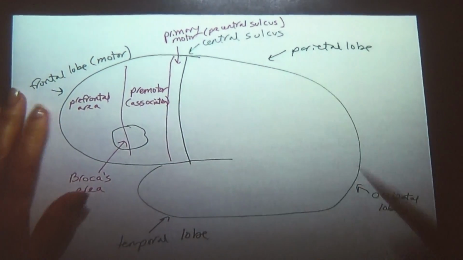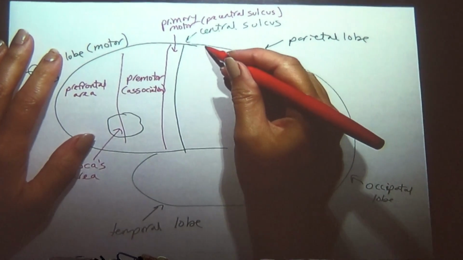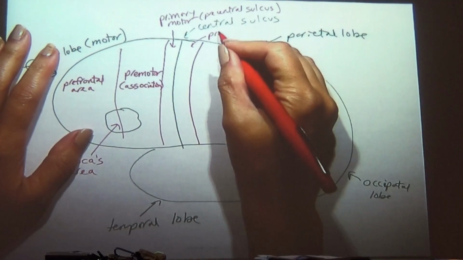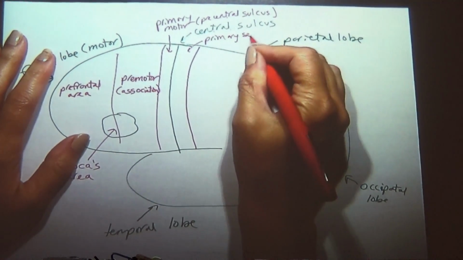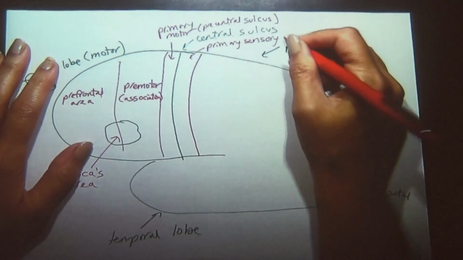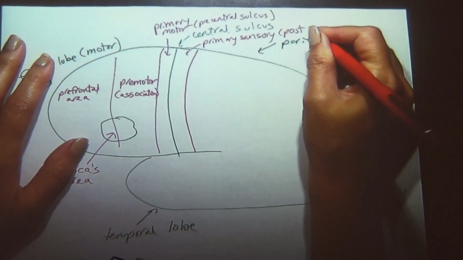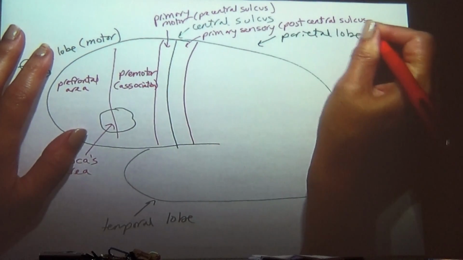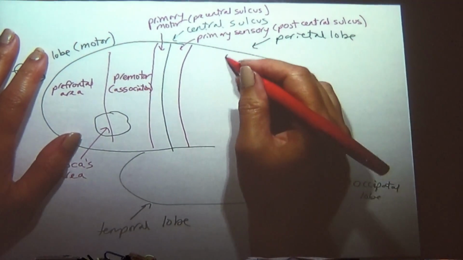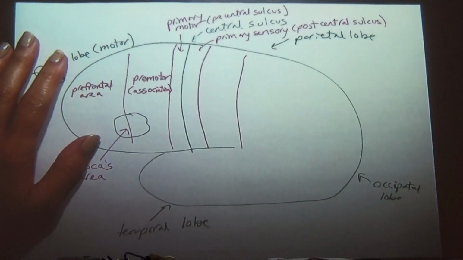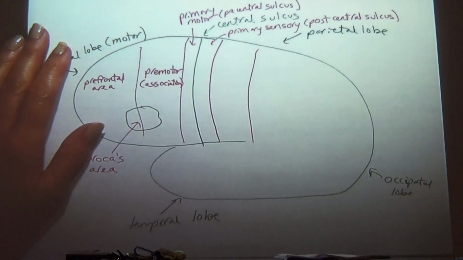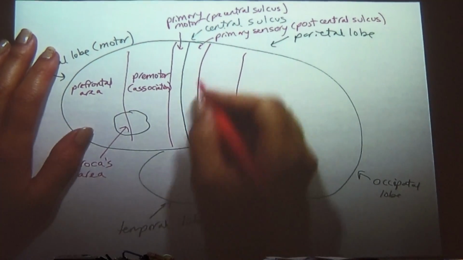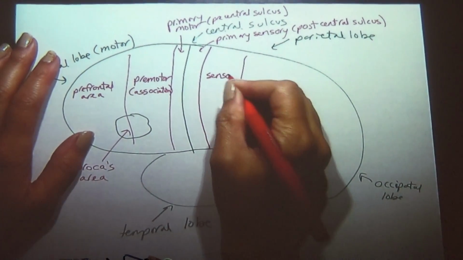Okay, now in the parietal lobe, you're going to have the primary sensory area, which is the same as the postcentral sulcus. And then right behind that, you'll have the somatic sensory association area. You can just call it sensory association area if you want. I'm fine with that.